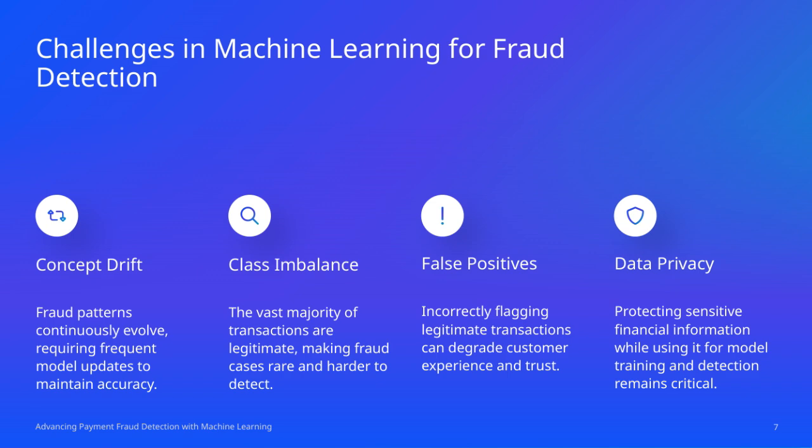We also have to contend with false positives. When legitimate transactions are incorrectly flagged as fraud, it can frustrate customers and erode their trust in the system. Lastly, data privacy is a critical concern. We must ensure that sensitive financial information is protected at all times, even while we use this data to train models and detect suspicious behavior. Balancing these challenges is key to building an effective and reliable fraud detection system.